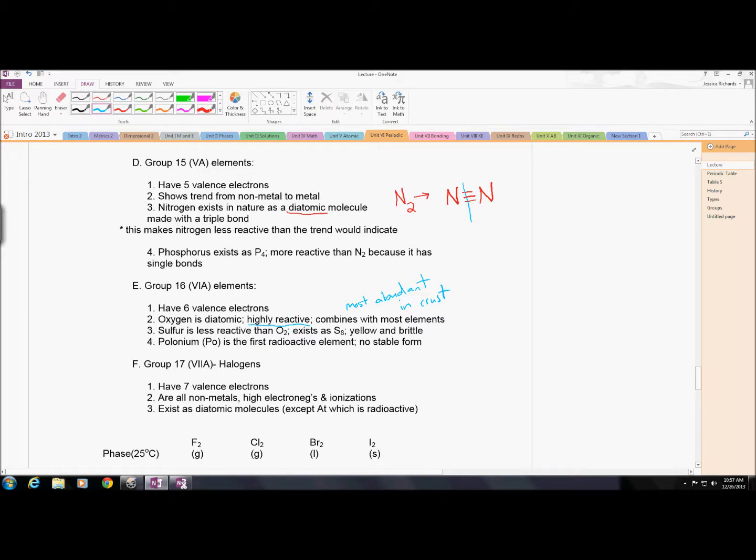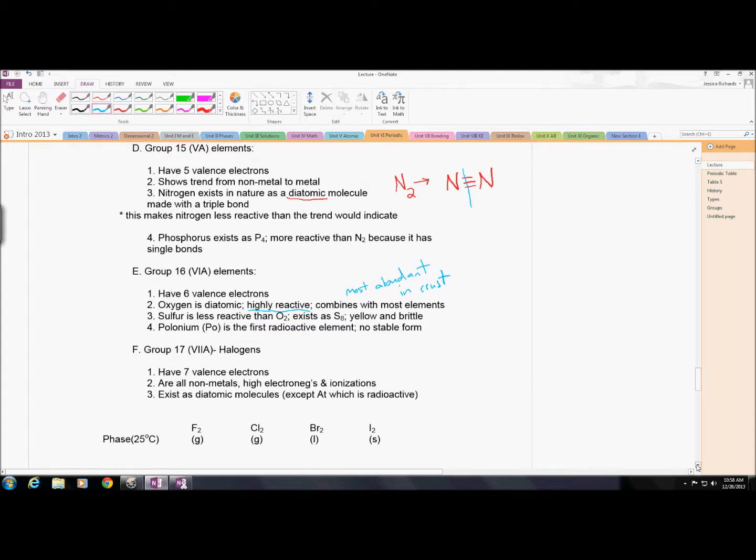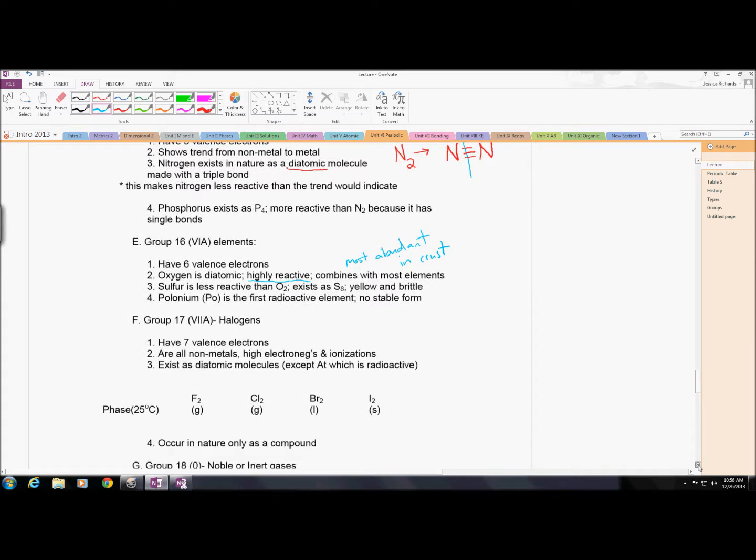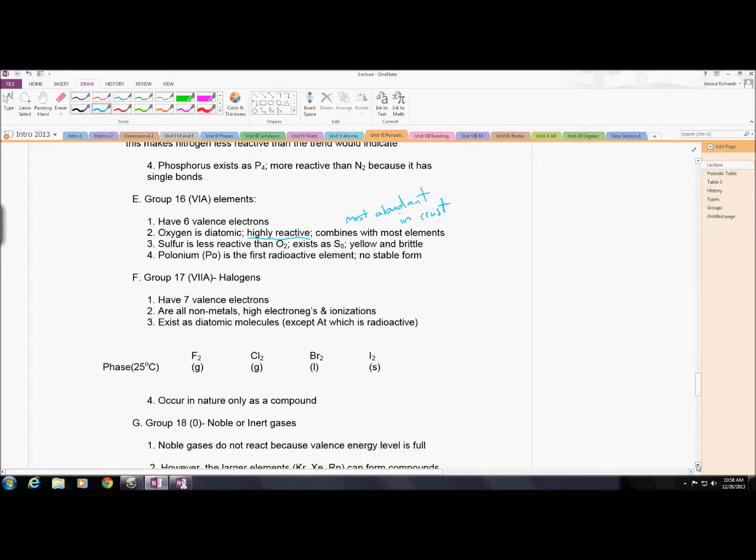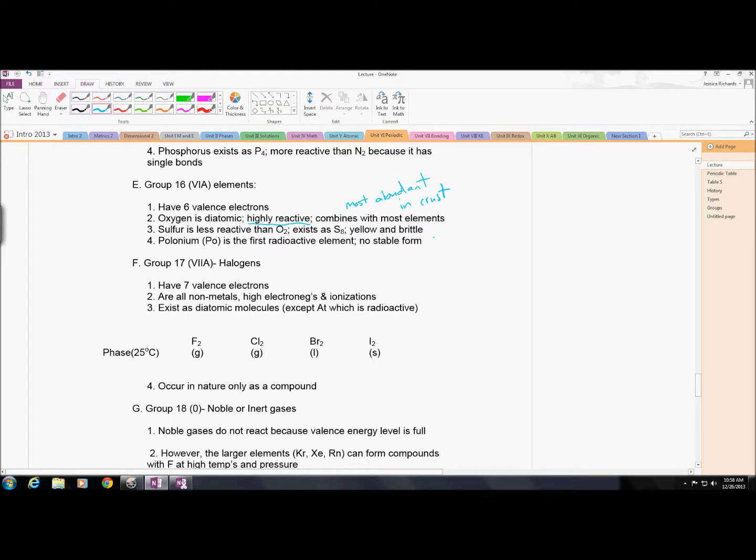Sulfur, below oxygen, is less reactive, a solid, brittle and yellow. Most of you are familiar with the smell of sulfur from hydrogen sulfide or sulfur dioxide gases. And polonium is the first radioactive element that you're going to run into if you're going in order of atomic number on your periodic table. There's no stable form of it, and we know that because its mass is in parentheses.